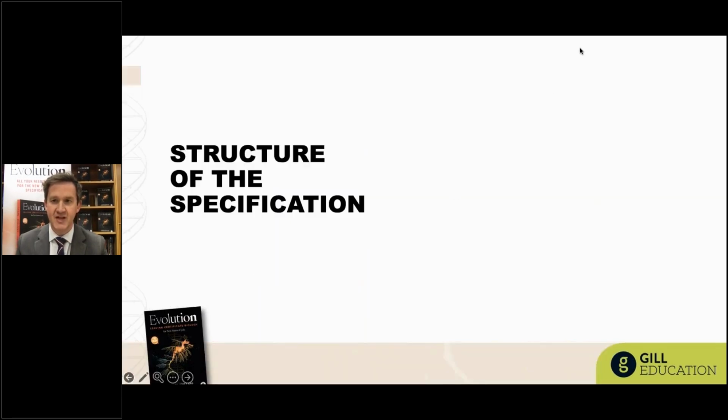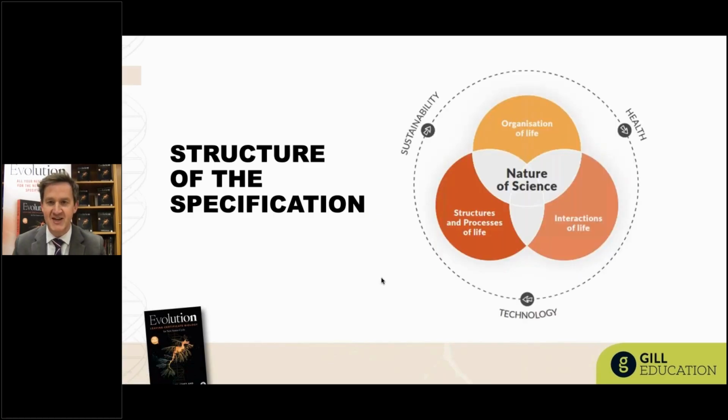So maybe just to start off, talking a little bit about the structure of the specification. You've probably all seen this diagram here, which summarizes the whole specification, and you can see that there are 4 strands of the course. The unifying strand, the nature of science strand, is at the core of the specification, and then there are 3 additional strands: organization of life, structures and process of life, and interactions of life. Around that, there are 3 cross-cutting themes: sustainability, health, and technology, which blend into all of the various parts of the strands. We'll have a look at those strands in a bit more detail in a second.